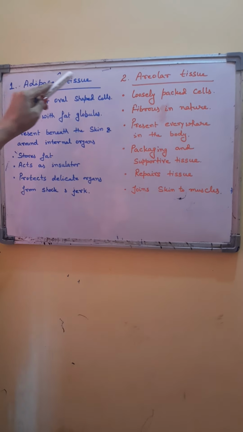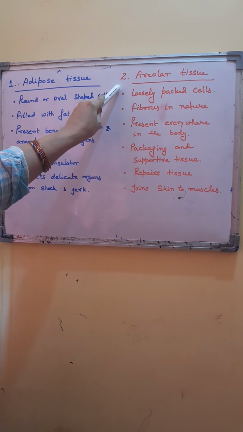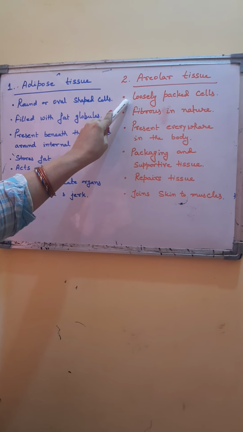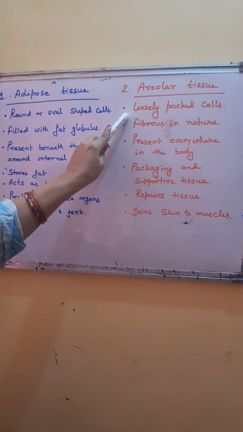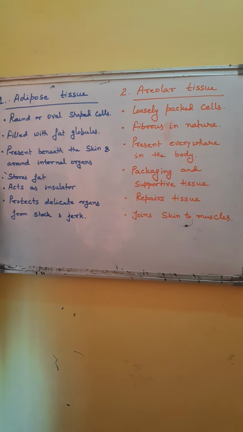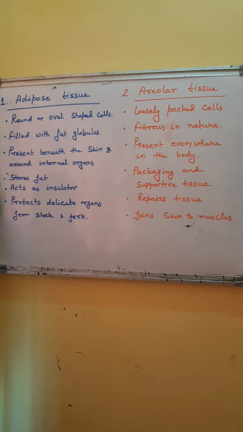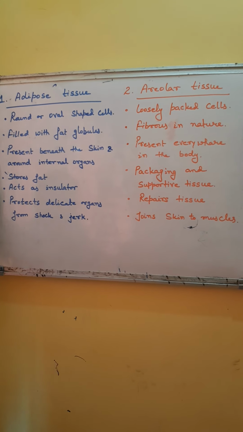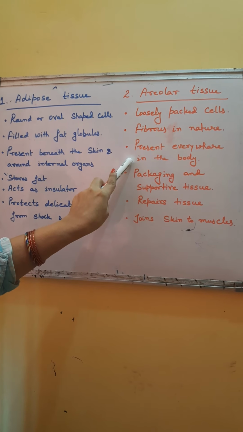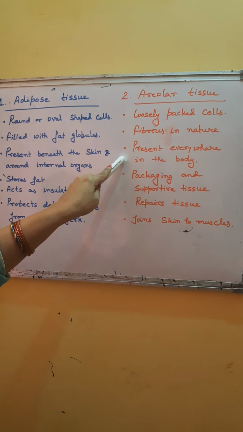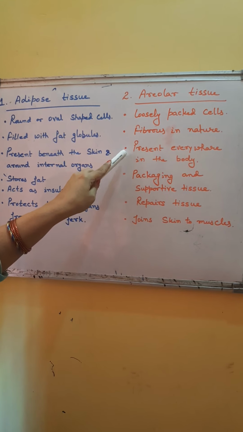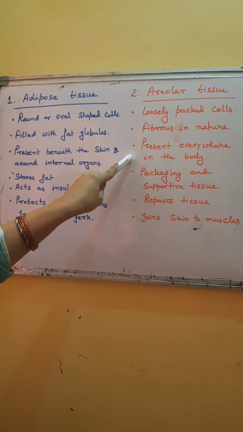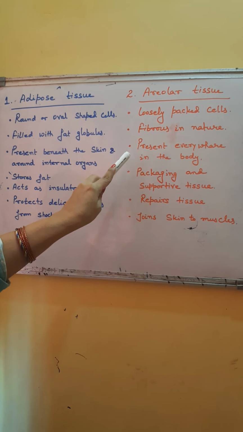The next connective tissue is areolar tissue. Areolar tissue is a group of loosely packed cells. The cells are loosely packed and these are fibrous in nature. Fibers are present in the matrix of areolar tissue. Areolar tissue is present everywhere in the body. It is present in the gaps between the body and between the organs. Wherever two organs are there, between those two organs, areolar tissue is present.